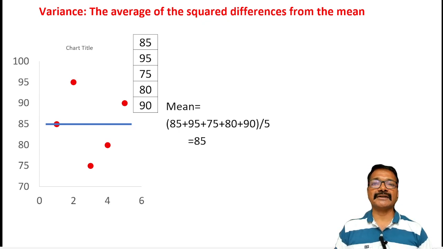So let us start with the standard deviation. Before starting the standard deviation, I would like to tell the variance. So what is the variance? That is the average of square difference from the mean.